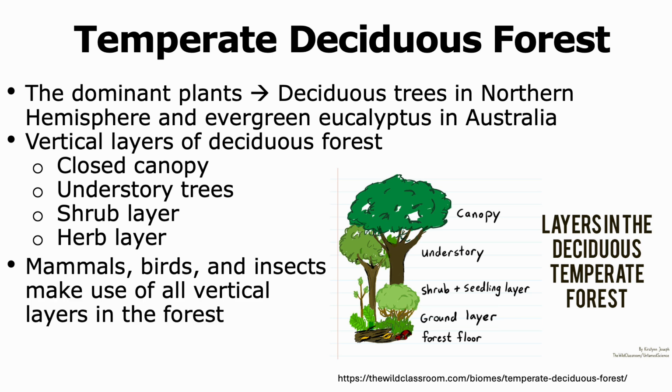There are many different types of mammals, birds, and insects that make use of all the vertical layers in the forest, and hence there is a lot of biodiversity in temperate deciduous forests.